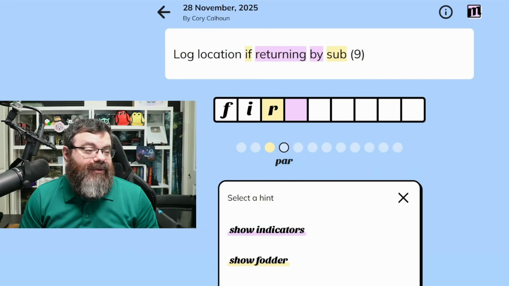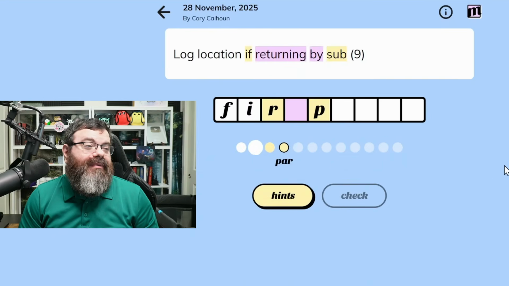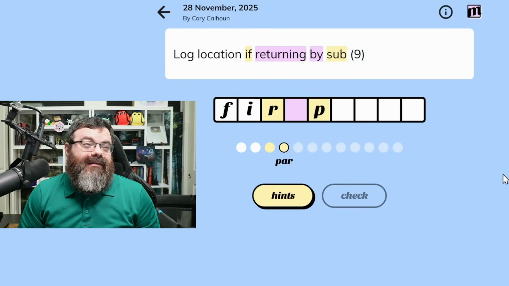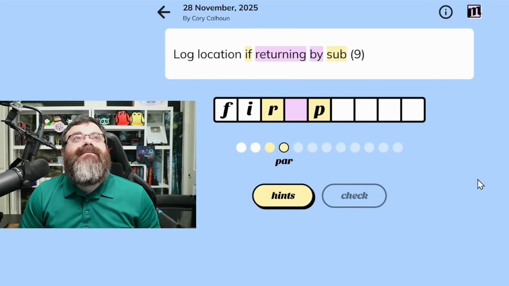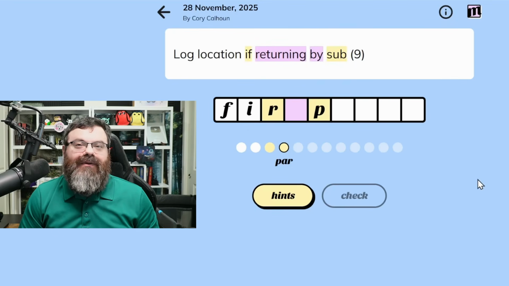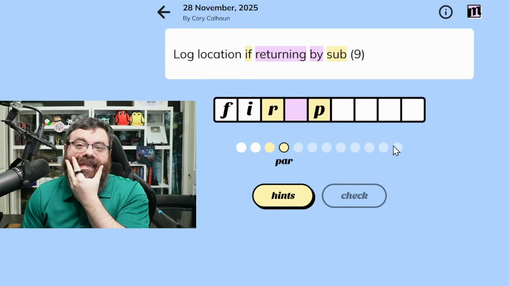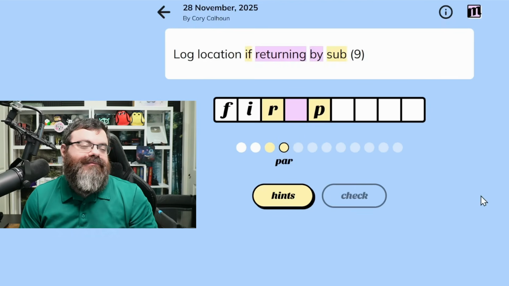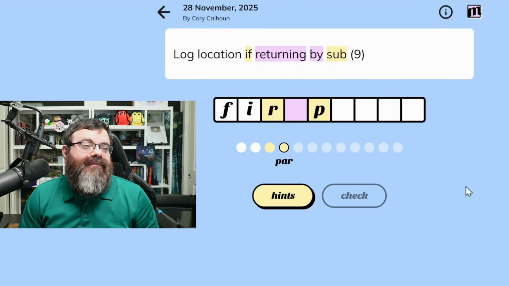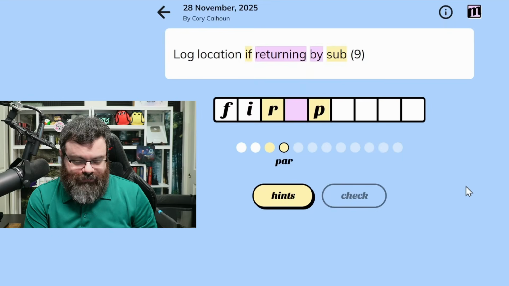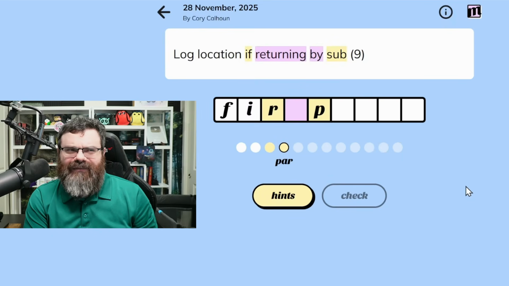I think I need at least one more letter. We're going to get to par here. A P. The letter hints are actually the most analogous to what you'd get doing a full cryptic crossword, because you can get the downs, and that gives you some letters to work off of. But what has R something P that means sub? I can't think of a sandwich.